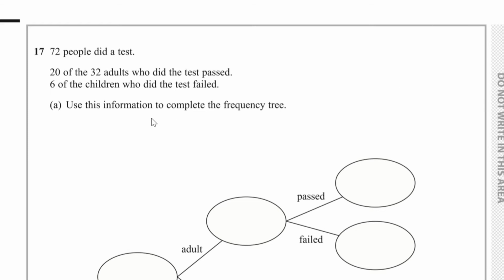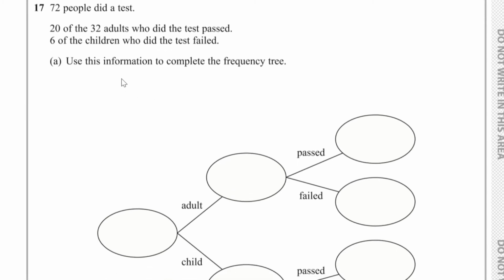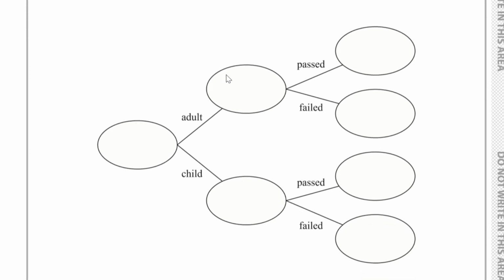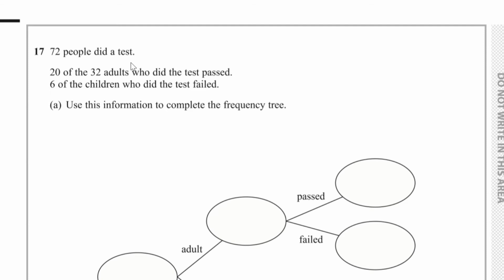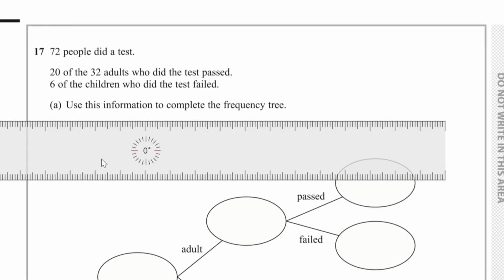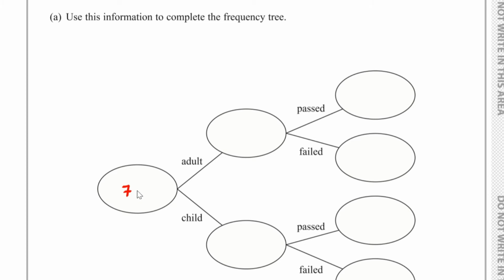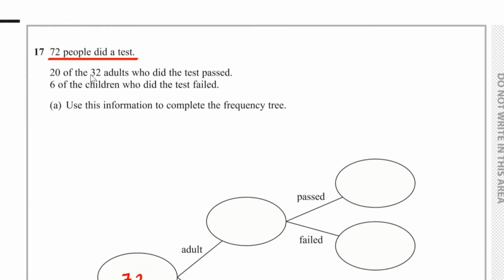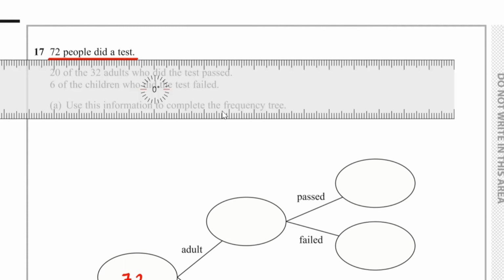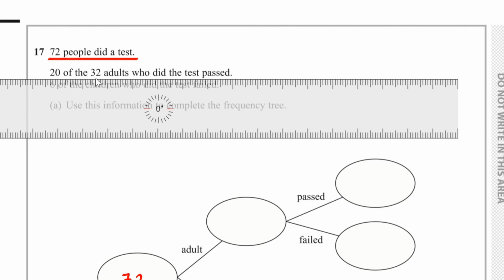Question number 17. 72 people did a test. 20 of the 32 adults who did the test passed. 6 of the children who did the test failed. For part A, we have to use the information to complete the frequency tree. Well, we have 72 people who did a test. And of those 72, we have 20 of the 32 adults who passed the test. So here, we have 32 adults in total, and of those 32 adults, 20 of them passed the test.